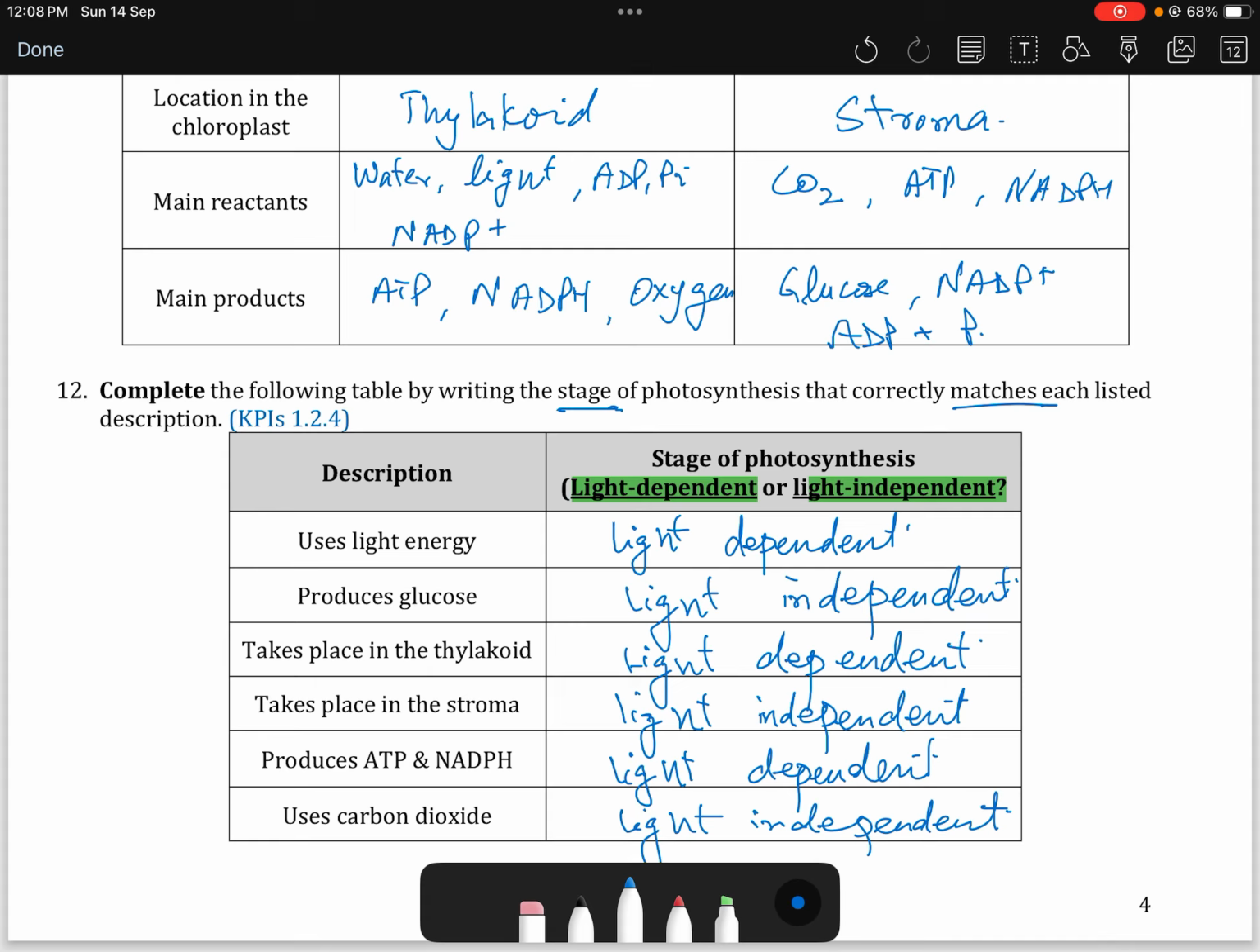And this is the end of the KPIs that are being used in the SBQ.